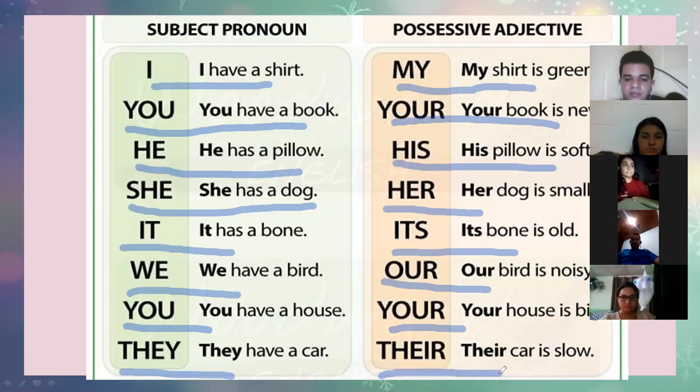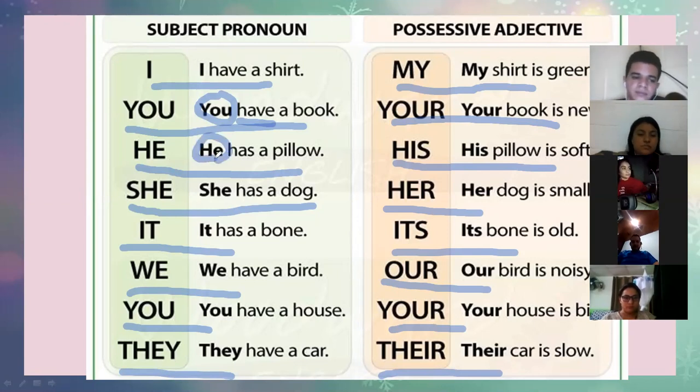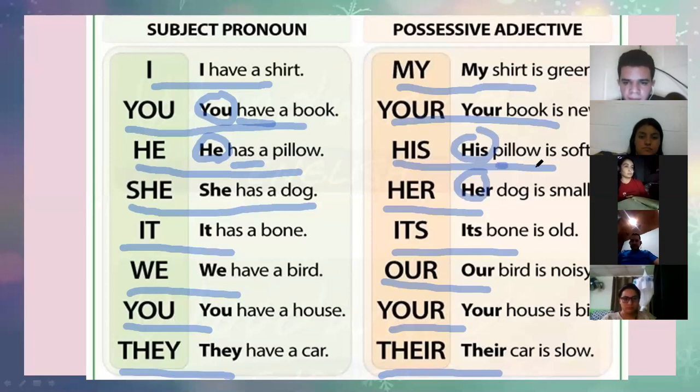Very good. Okay, so if you see, guys, on the first column, we have the subject pronoun. So you have you, and then a verb. You have, he has, she has, it has. He, and then a verb, okay? On the other side, we have the possessive adjectives. So we have his hair, his pillow, his, and then we mention an object.